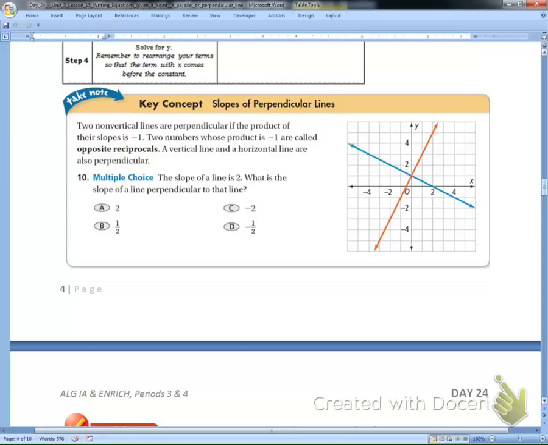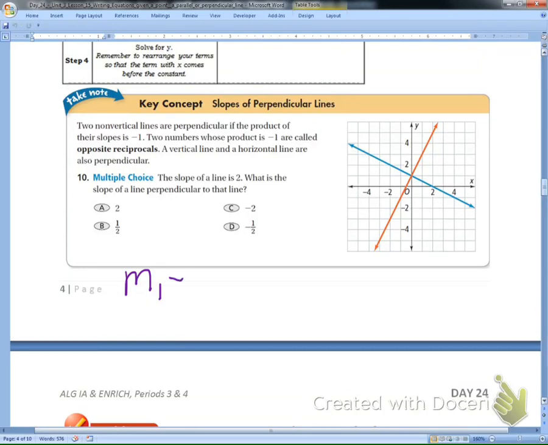A key concept of perpendicular lines: two non-vertical lines are perpendicular if the product of their slopes is -1. Two numbers whose product is -1 are called opposite reciprocals. A vertical line and a horizontal line are also perpendicular. If the slope of a line is 2, what is the slope of a line that's perpendicular to it? Well, you'd have to find the opposite reciprocal of 2.